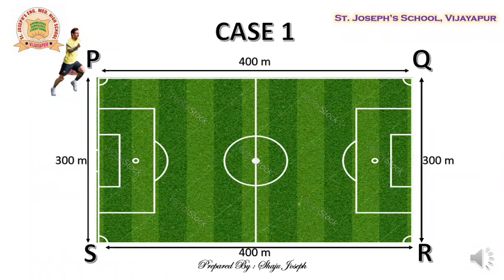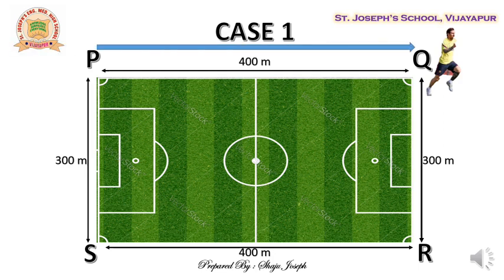So I'm taking here case 1, where you have a rectangular football court, that is PQRS, and there is a player standing at P, about to move from there. So the player runs from P to Q. So what you understand from this is the distance traveled, or the actual path covered by the person from P to Q, is 400 meters. This we will call distance traveled.